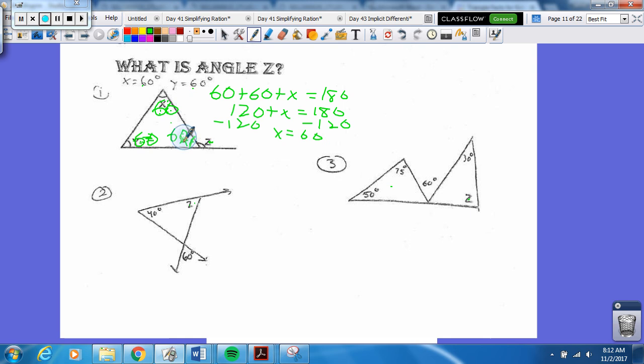Okay, so now I got 60 here. So how am I going to get Z? Well, Z plus 60, these two angles together, are along a straight line, and a straight line is 180 degrees. Boom, another equation. Subtract 60, and Z is 120. There you go, Z is 120. Got it.